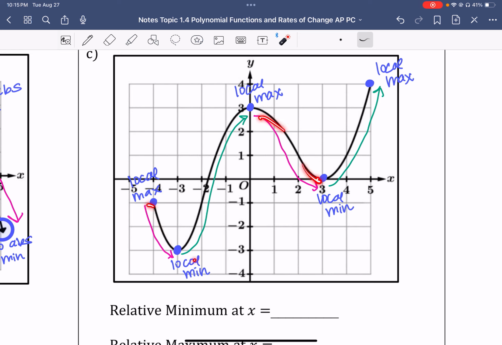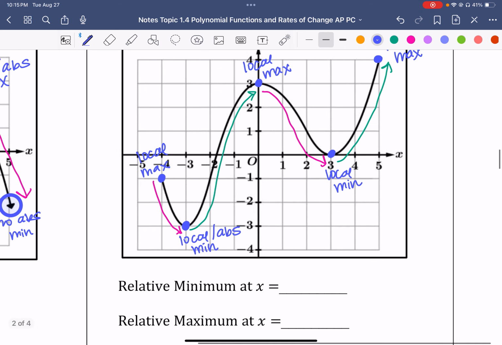It should be max, min, max, min, max. You're alternating. Okay, so don't put two back to back. Okay, let's see which of these is the highest. Oh, I have a very high point up here, so that means that this one has to be local and absolute. And then the one all the way at the bottom here will be my local and absolute minimum.